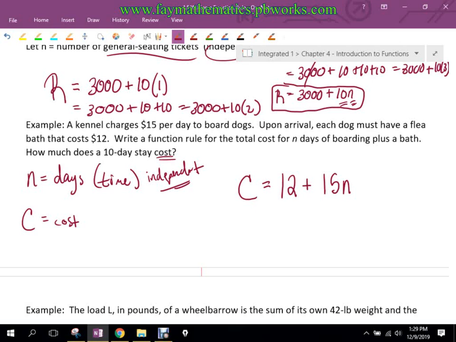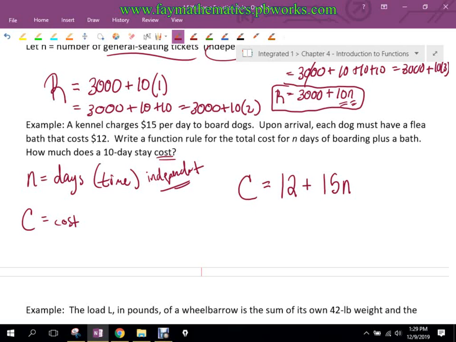If you stay 1 day, you have to have a bath, right? That's what it's saying. You stay 1 day, they have to have a bath, so they have a bath for $12, and then you stay for the $15 extra, right? If I stay 2 days, got to have a bath, but then this number is going to grow to 30, so it'd be 15 times 2, right? And that's the number of days, that's N. If I stay 3 days, that number grows to 45, right?